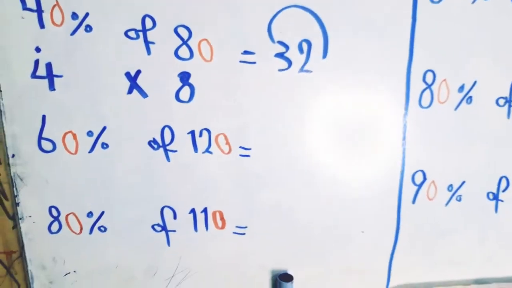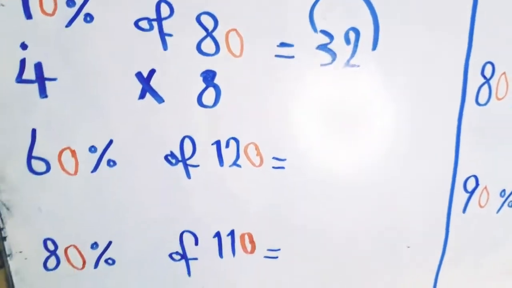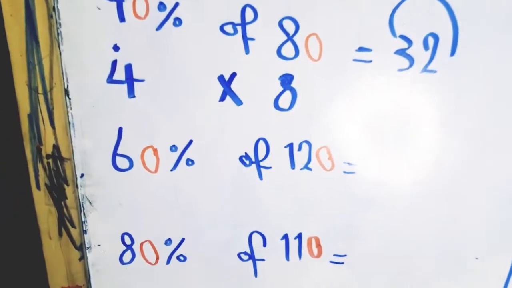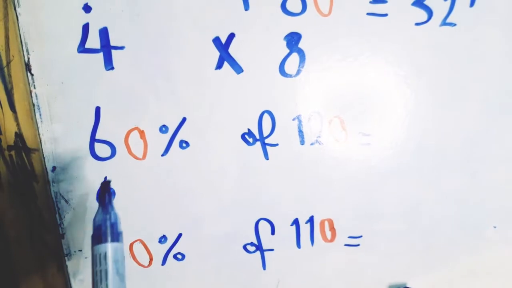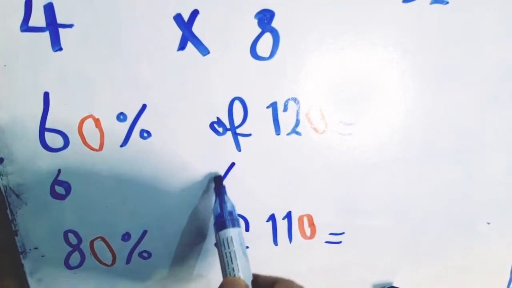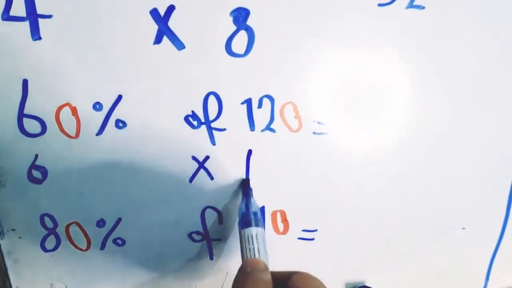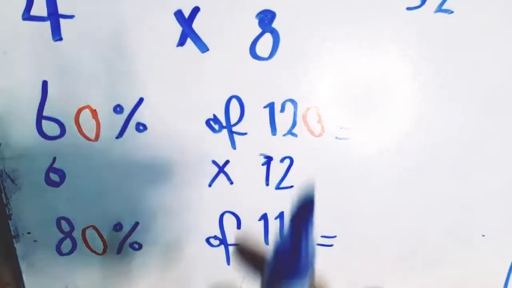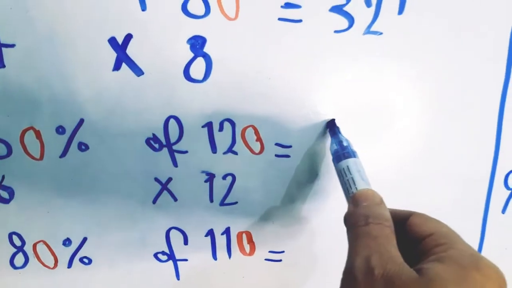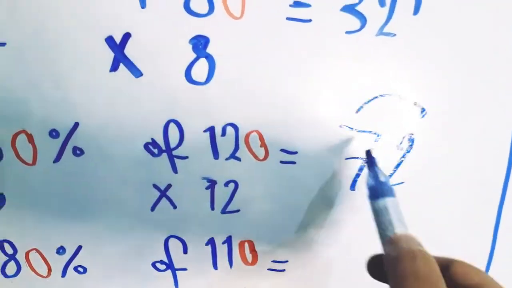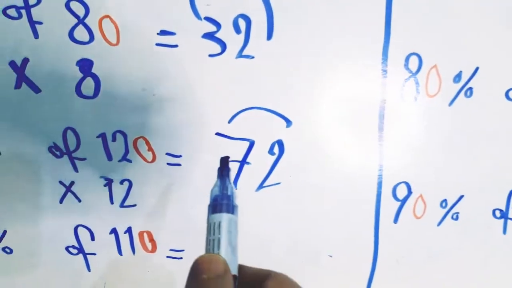60% of 120. 60 ends with 0 and 120 ends with 0. We ignore the 0 on both numbers and write the digits. In this case, it is 6. Of is turned into multiplication. And here we ignore 0 and write 12. With the multiplication, 6 times 12 equals 72. So 60% of 120 equals 72.